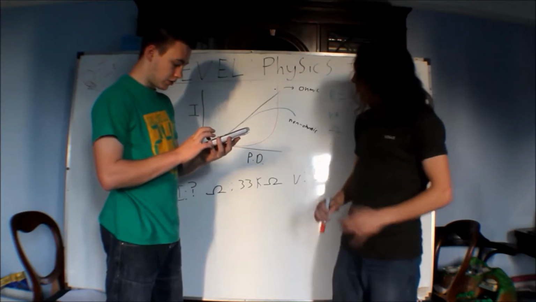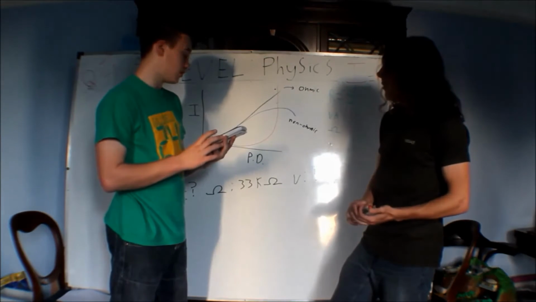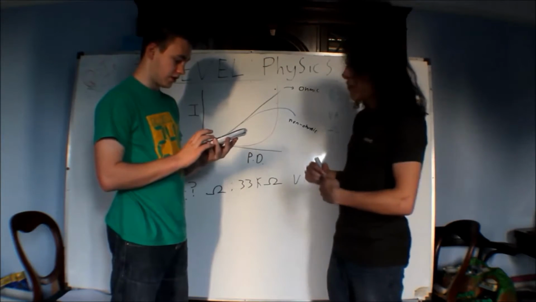So 3.3 times 10 to the 3. Is it 3.3? Oh. It's 33, which is 33,000.